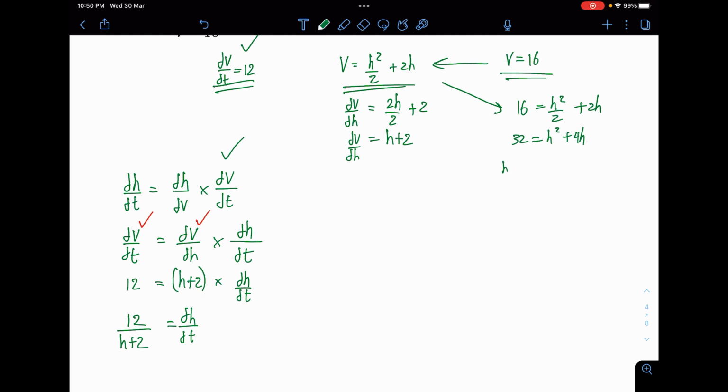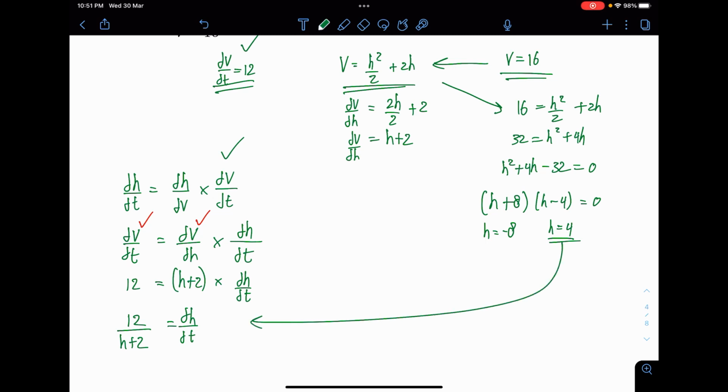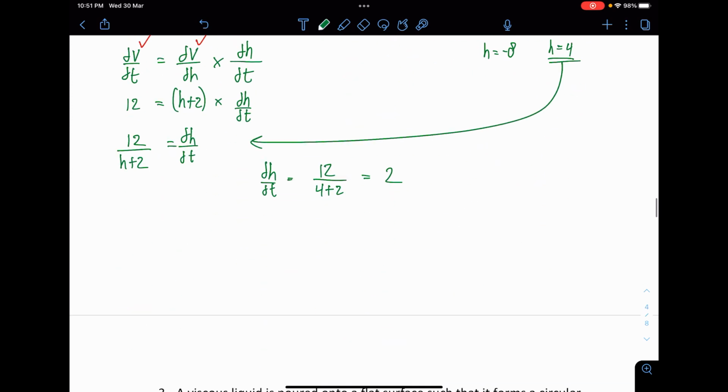And then put them on the same side. And then I just need to do cross factorization. 32 is 8 times 4, yes, that actually works. This will be h plus 8 and h minus 4. So two answers, either negative 8 or positive 4. Obviously, height cannot be negative, so I will use the 4. Sub the number in, and I'll get the dh dt. See, it's not that difficult if you know the flow of the question. Alright, let's continue.